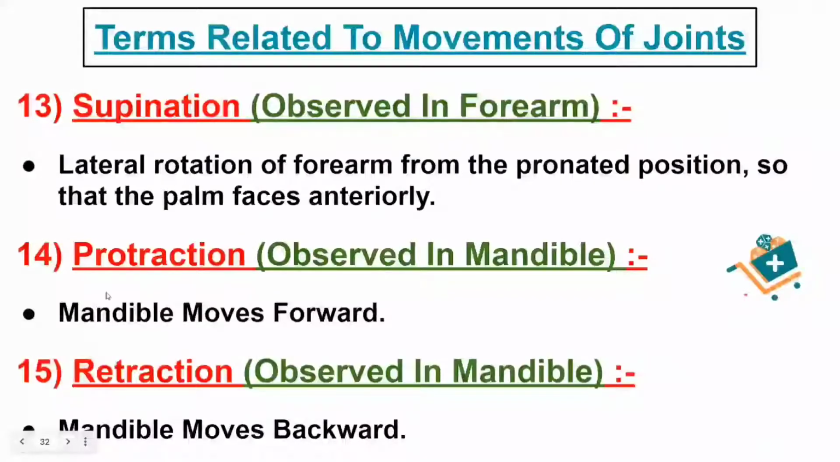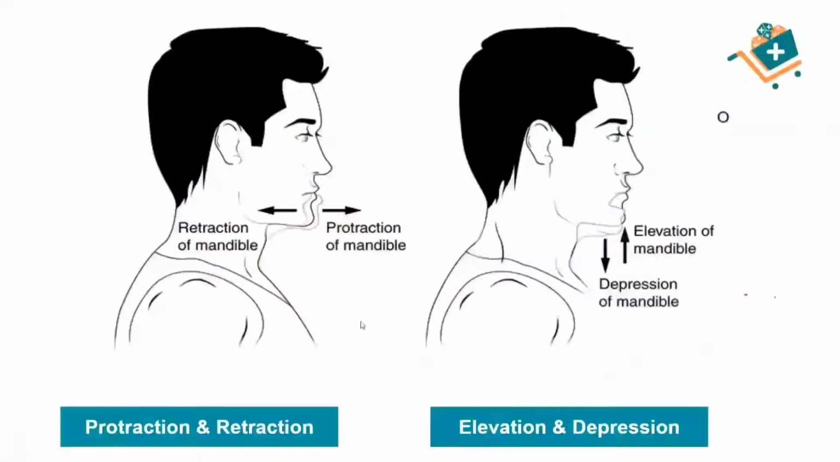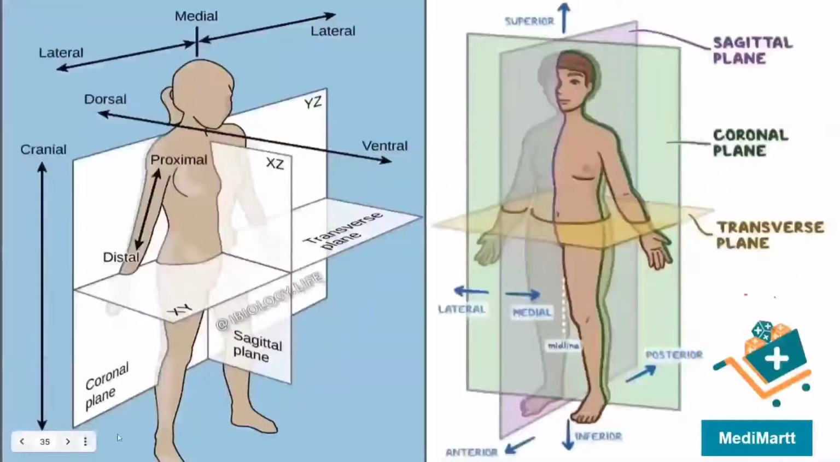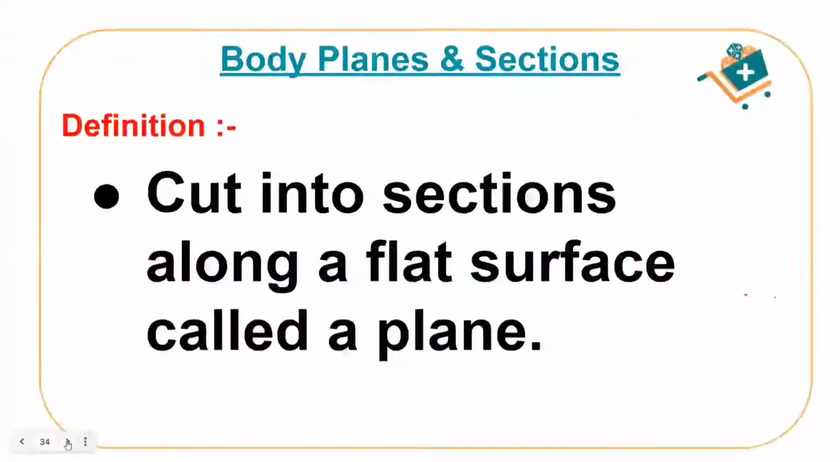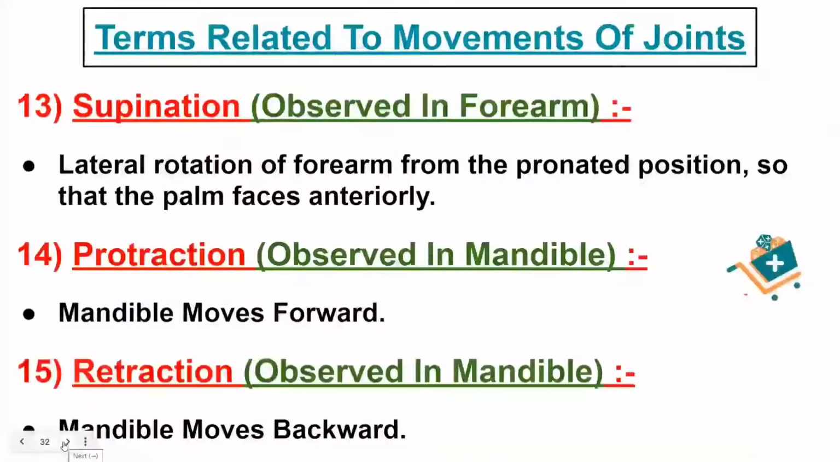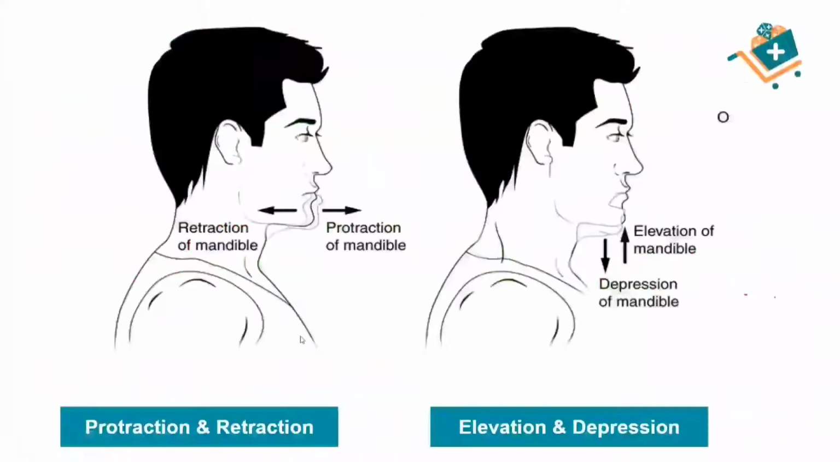Retraction, when the mandible, we will show the figure. Next slide. See here, retraction, protraction. The mandible is the jawbone. When you move the jawbone forward, that is called protraction. And when you take it backward, that is retraction. In this figure you can see. And then elevation means above, depression means below. See, next slide.